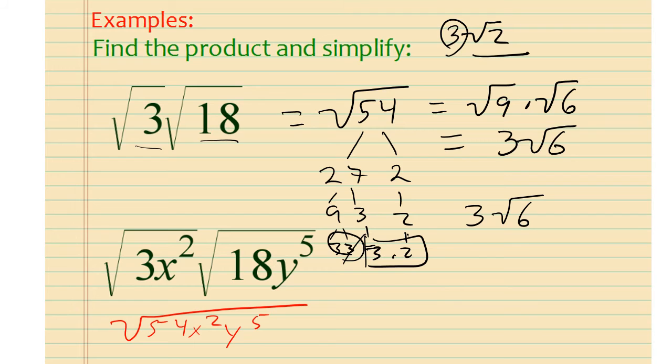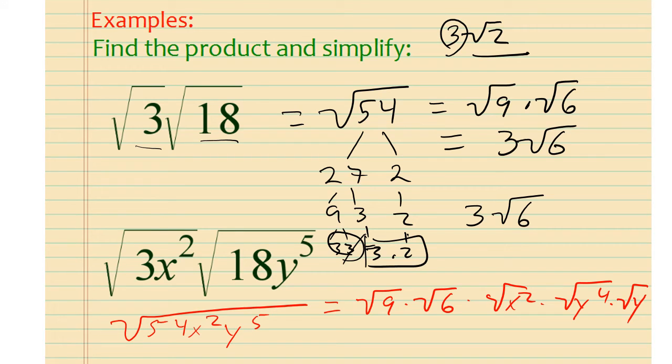Okay, so how many pieces am I going to break this up into? 5 pieces. 54 is going to be 2 pieces. X squared is a perfect square, so that's going to be 1 piece. Y to the 5th is not a perfect square, so that's 2 more pieces. So I'm going to rewrite this as the square root of 9 times the square root of 6 times the square root of x squared times the square root of y to the 4th times the square root of y.